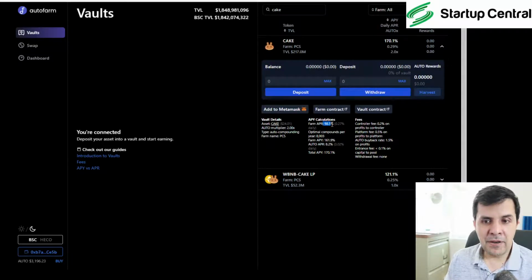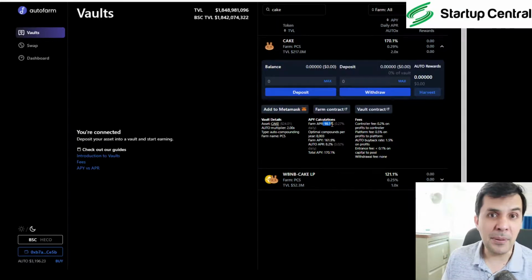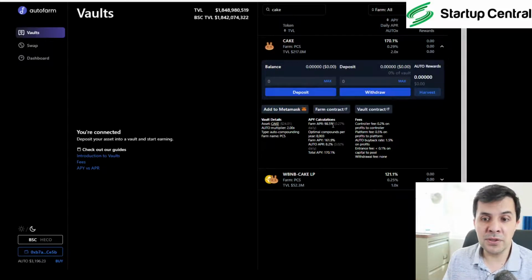The farm APR, if you go directly to PancakeSwap, they will offer you 98.5% if you do not auto-compound. And they might be introducing auto-compounding soon, but right now you have to go and compound as often as you want. But every time you compound, there will be commissions you have to pay, gas fees for the Binance Smart Chain. They will auto-compound for you 8,000 times per year. And the farm, when you auto-compound, turns your rate from 98.5 to 161.9.